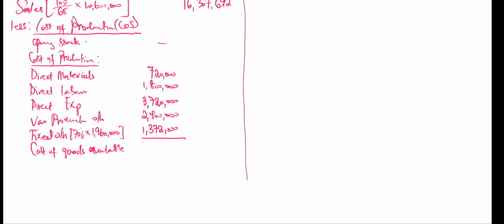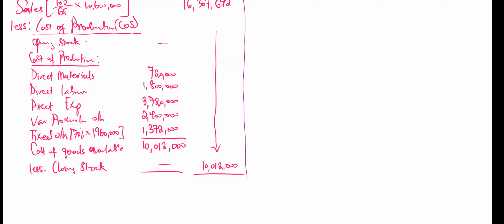So we end up with 10,012,000, right? Then we now take out what? Our closing stock, right? But did we have any closing stock in the question? No, right? So it means that our cost of sales is still 10,012,000. Okay. So now we deduct it from the sale, and then we end up with our gross what? Our gross profit. So gross profit will now be what? 16,307,692 minus 10,012,000. And that gives us 6,295,692 as gross profit.